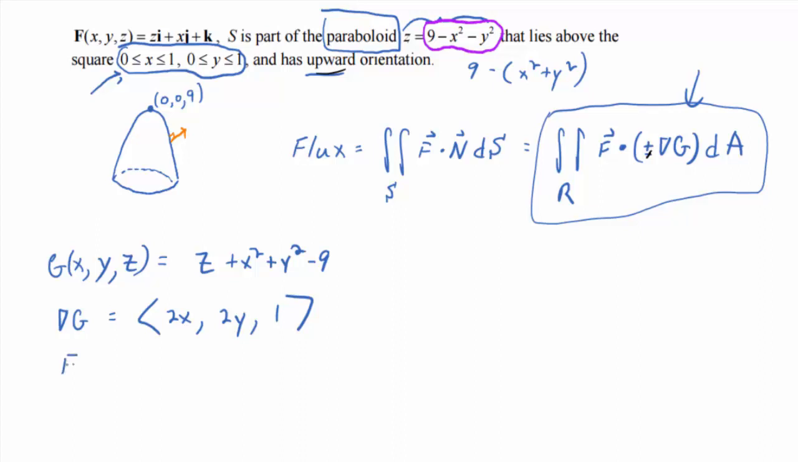With F, I know you guys don't like to write this much, but it's sure not a bad idea to write the components right next to each other. So F is z, x, and 1, right? That way everything's right in front of you, and you're less likely to make a mistake. So then we take the dot product, F dot del G. And what do you get? 2xz, plus 2yx, plus 1. And that's your integrand. Would you buy that?